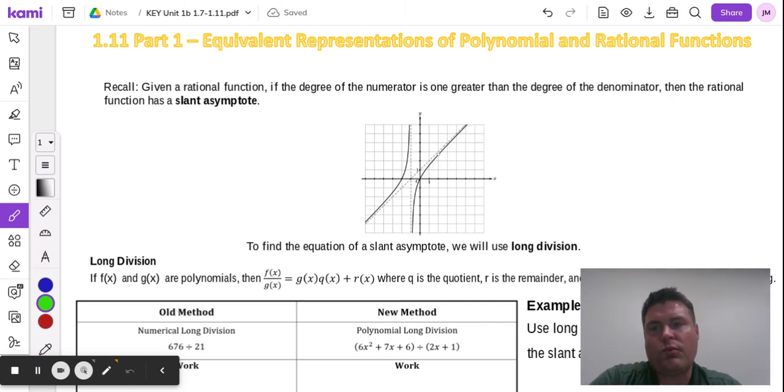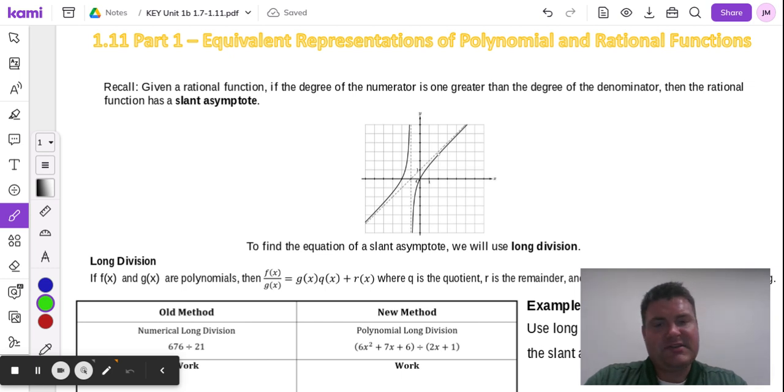We're going to go over 1.11. There's two parts of it. One's binomial theorem. I'm not going to do that one today. What we're going to do is our equivalent representations of polynomial and rational functions. So we're going to talk about some more stuff with slant asymptotes, where those come from, and really just talk about all the asymptotes involved with a rational function and kind of start to put everything together here that we've been learning in previous parts.